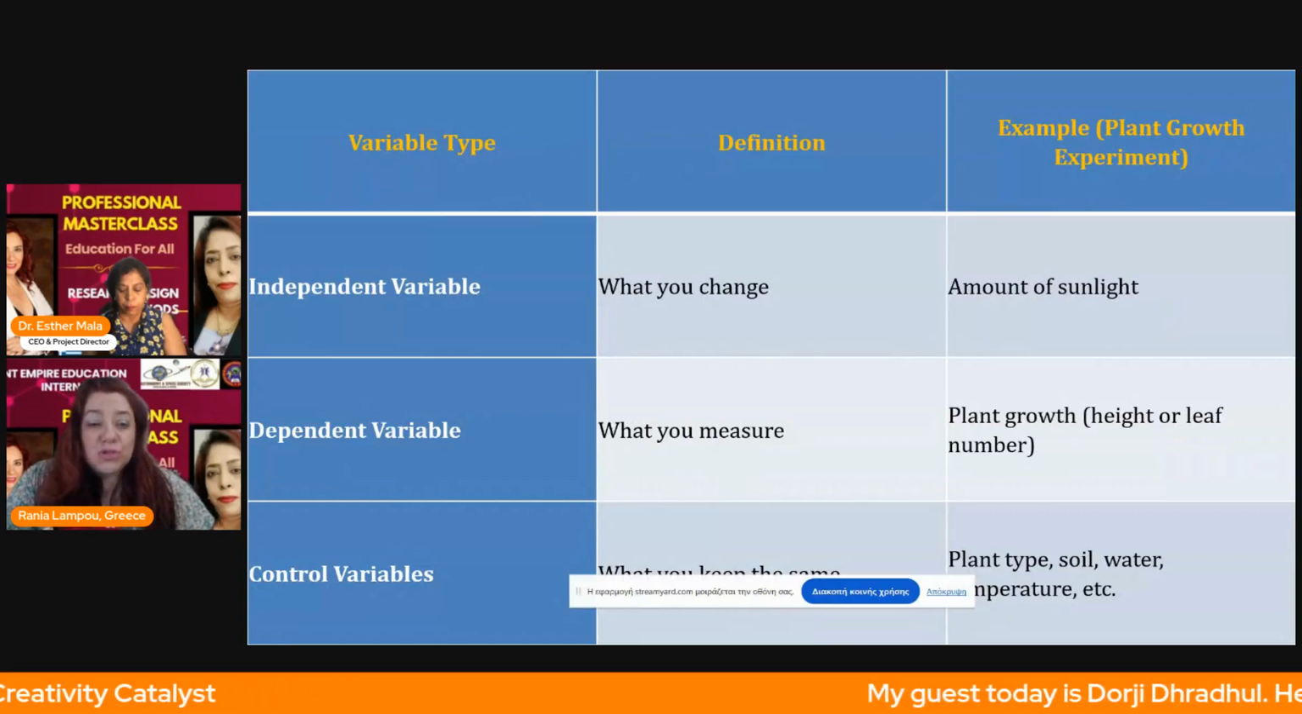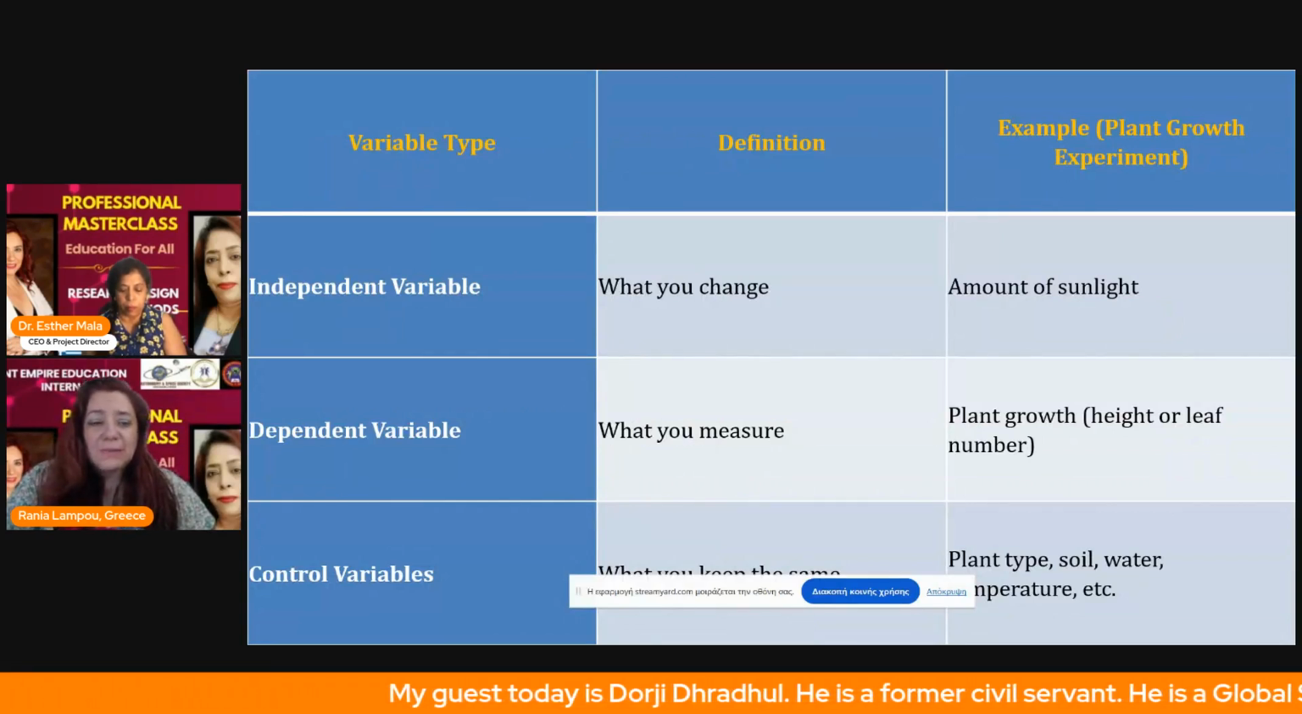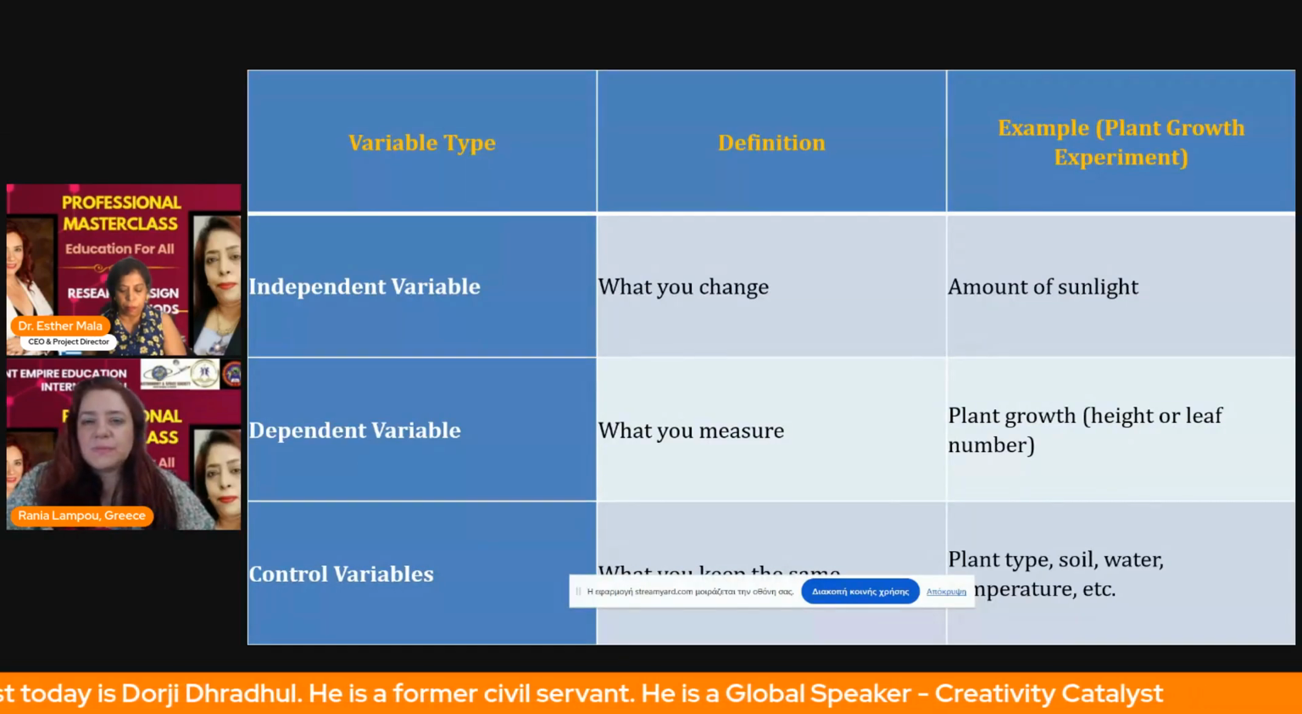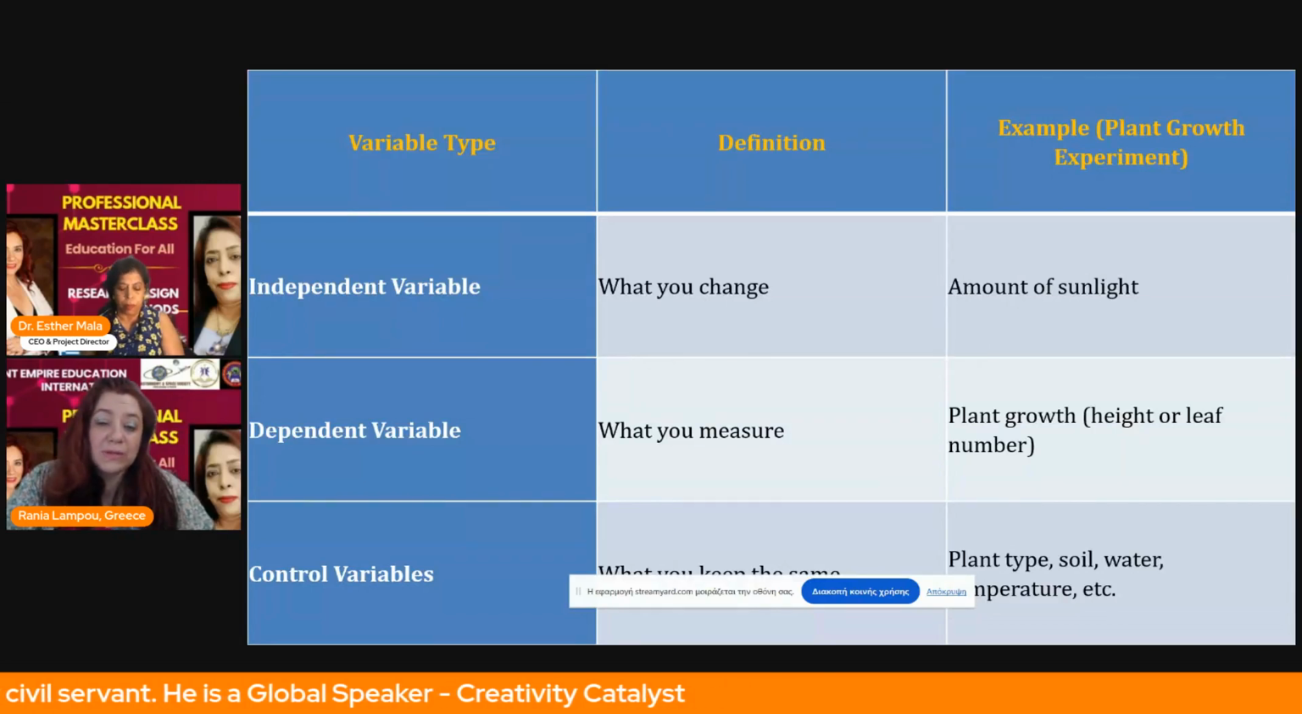Independent variable, what you change; dependent variable, what you measure; and control variables, what you keep the same. We can always remember this by three phrases: what you change, what you measure, and what you keep the same.